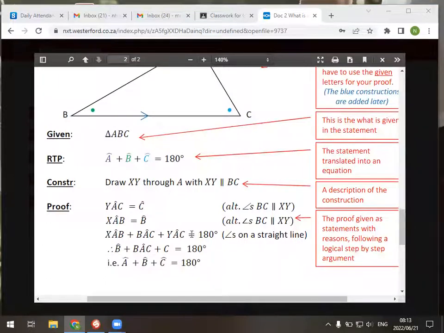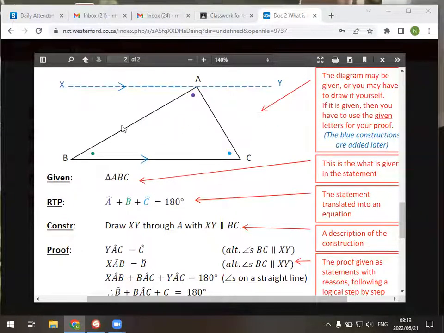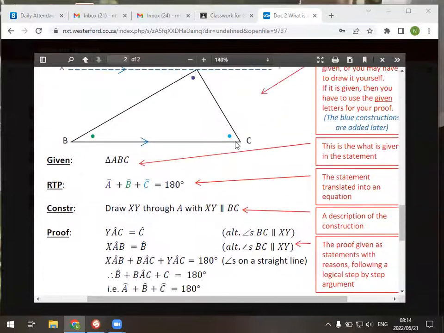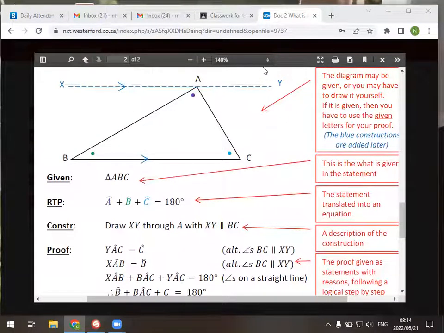No values. They didn't give us any angle values here, all right? So a proof is like a theoretical way of proving that the theorem would always be true. So you also can't say, okay, let angle A be equal to 60 and let B, it's not working with numbers at all.